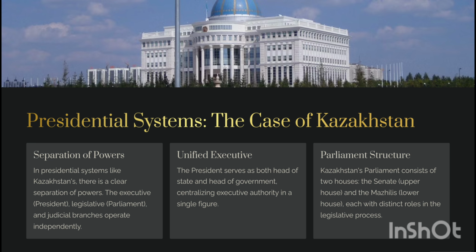Unified executive. The president serves as both head of state and head of government, centralizing executive authority in a single figure. Parliament structure. Kazakhstan's parliament consists of two houses, the Senate, upper house, and the Majlis, the lower house, each with distinct roles in the legislative process.